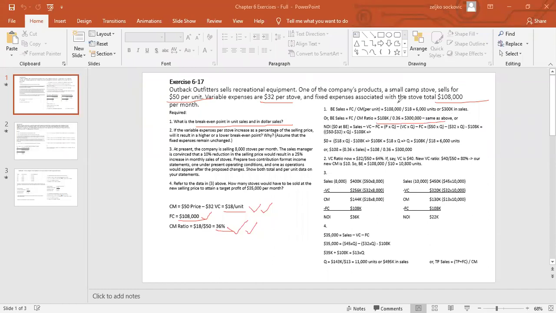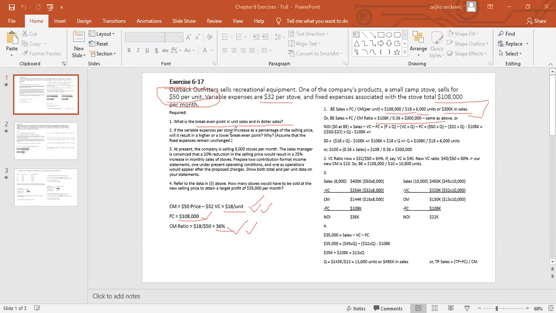Or if you're looking in units, well, you say 108 divided by $18 contribution margin. So that's 6,000 units. Or 6,000 times $50 per unit, 300,000 in sales. So same solution here.